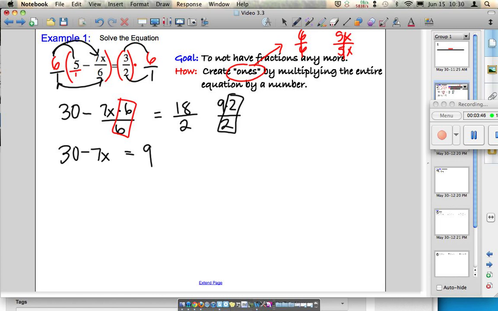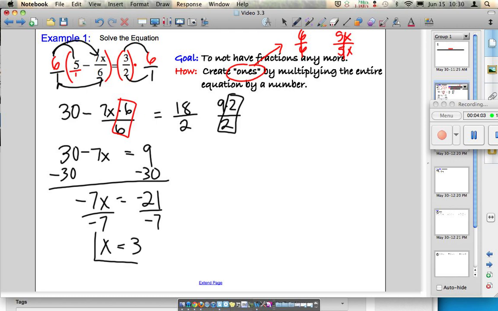Now I use my typical strategies that I've been using all year long, and I'm going to subtract 30 from both sides. I'm going to get the x alone. And I'm going to divide both sides by -7. And I get a nice answer. x is 3.